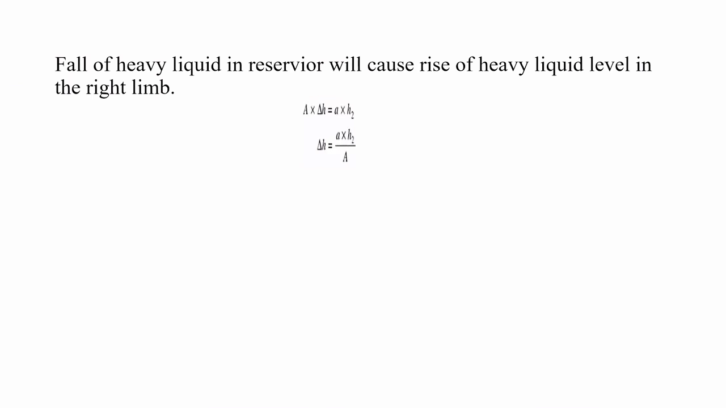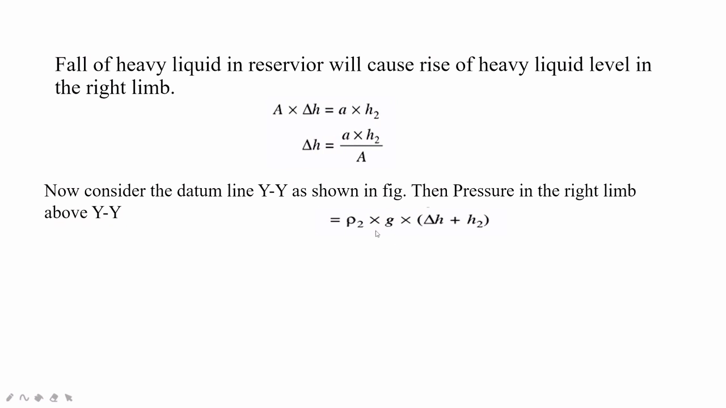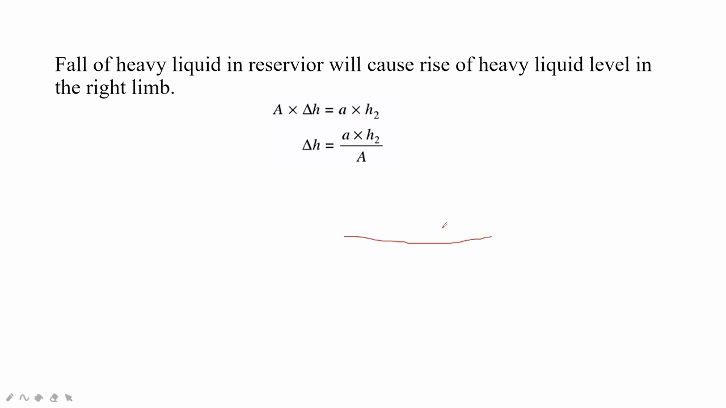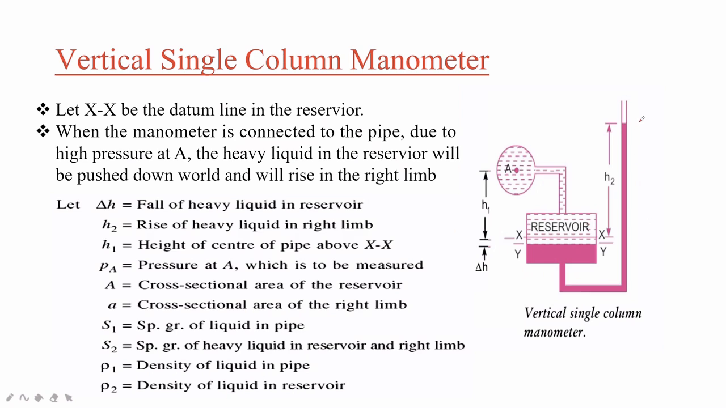So now when we see the comment here, consider datum line above YY as shown in figure. Then the pressure in the right limb above YY is equal to what? It is rho 2 G into delta H plus H2. So in the right limb, this will be increased. How much will it be increased? The increase in H2 will be delta H. So delta H plus H2 we will consider.